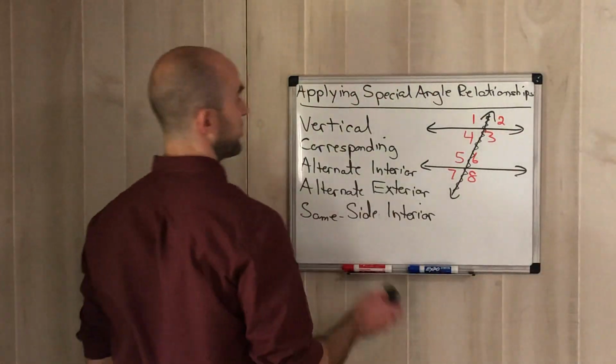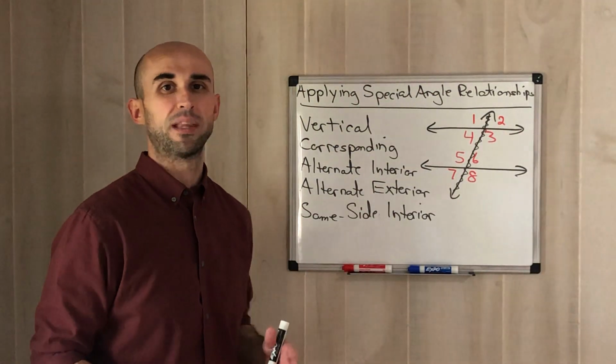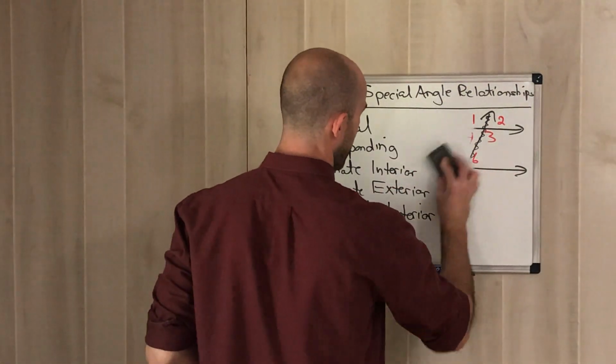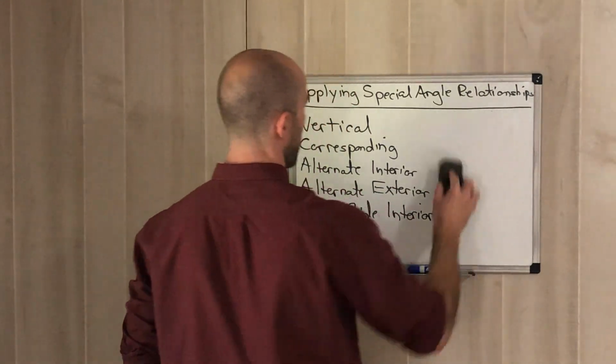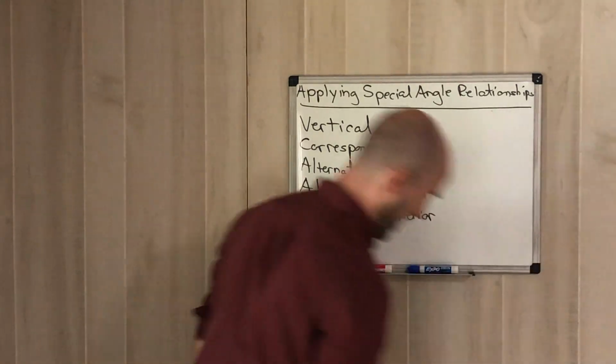What we're doing today is we're actually going to be using all these angles. We're going to be able to identify them, but then we're also going to be able to figure out the measurements of each. And when it comes to that, there's certain relationships that are all pretty much the same, and then there's one that's different. And it isn't hard whatsoever, to be completely honest with you.